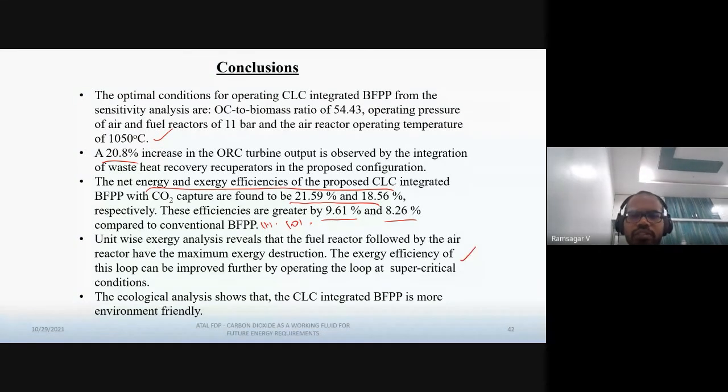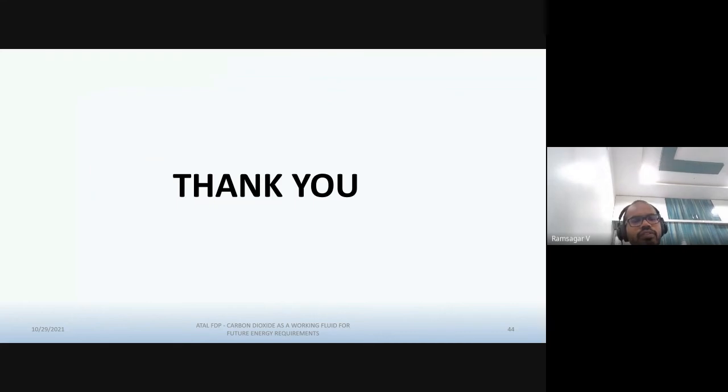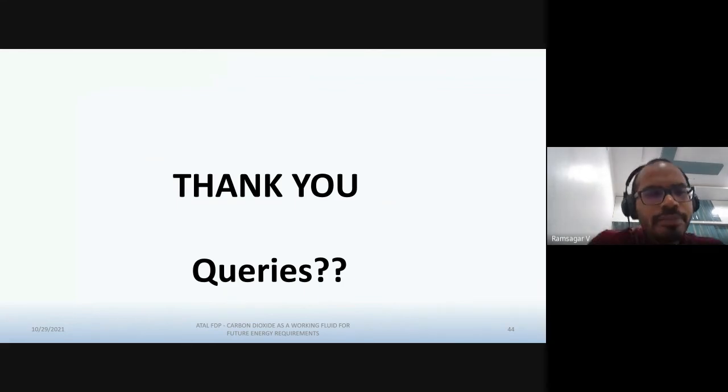And unit-wise exergy analysis also gave some idea about which units to concentrate on for improvement. And this is a final comparison: ecological analysis shows the strength of the CLC integrated biomass power plant in terms of CO2 emission reductions. So this is about the energy and exergy analysis of the CLC integrated biomass power plant.